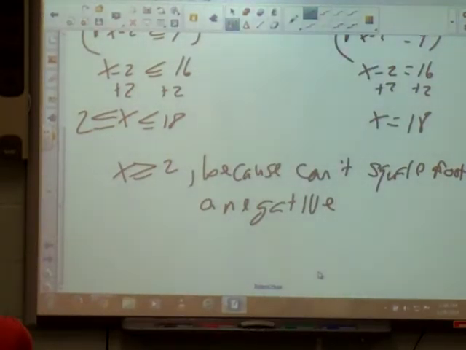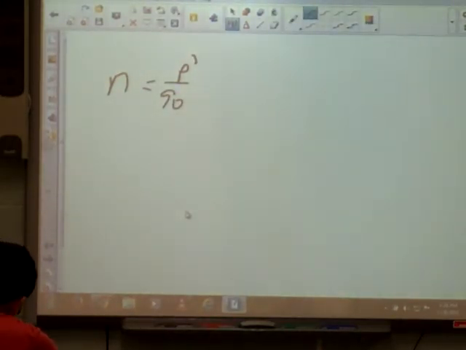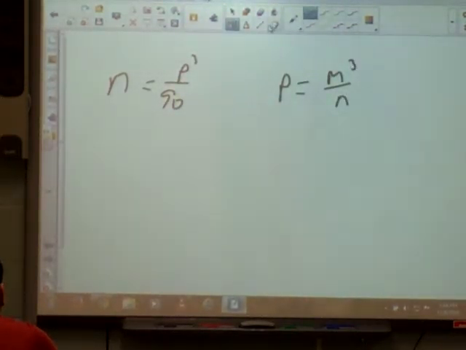All right, we got it? Ready? Okay. Talking about producing tennis rackets here on number 17, it tells me that the number of months is equal to how many tennis rackets I produced to the third power divided by 90. It says to find the inverse of that. Step 1 in finding the inverse, we said, was to switch the variables. So I'm going to say P equals M cubed divided by 90.